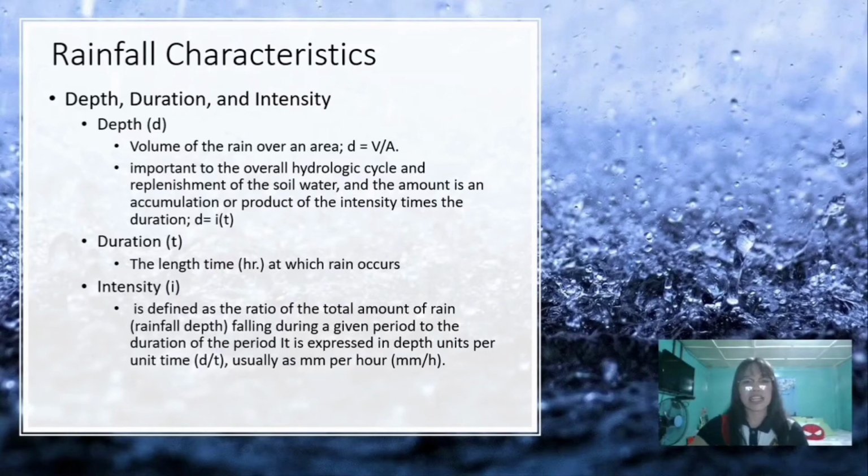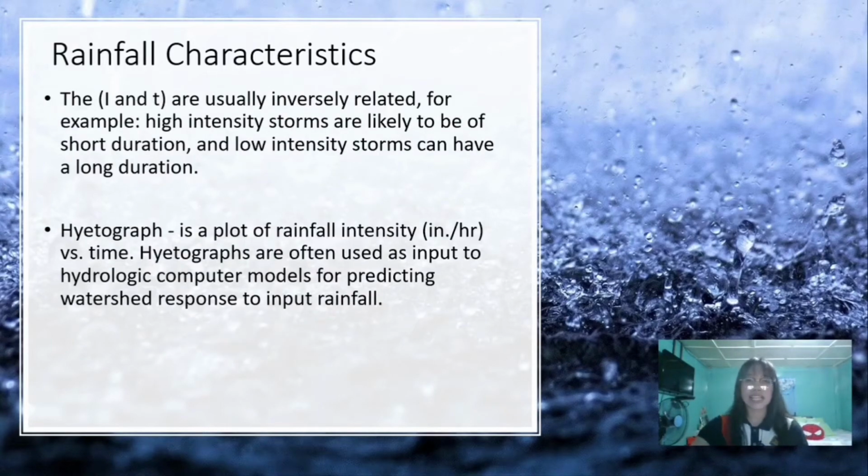Next is intensity. It is defined as the ratio of the total amount of rain or rainfall depth falling during a given period to the duration of the period. It is expressed in depth units per unit time, usually as millimeters per hour. Rainfall intensity can vary over time in a single event. The intensity is the slope of the ratio between the amount of rainfall and the duration of the said rainfall. The intensity and the duration are usually inversely related. For example, high-intensity storms are likely to be of short duration, and low-intensity storms can have a long duration.